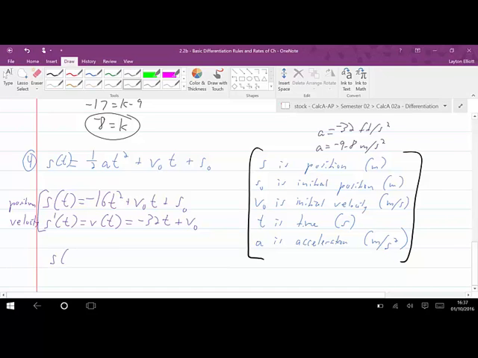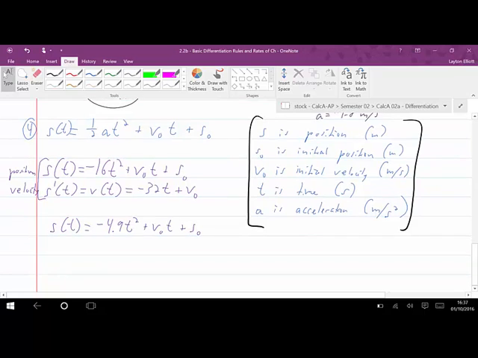Likewise, if s of t was negative 4.9 t squared plus v sub 0 t plus s sub 0, that's the same thing but given in meters per second. And if I want to derive that, I would say v of t, the derivative, is 9.8 t plus v sub 0. So knowing how to take those derivatives is key to getting two versions of the equation that will actually help you answer some other questions.